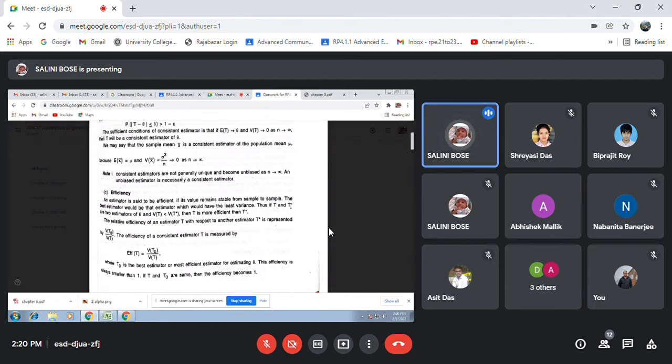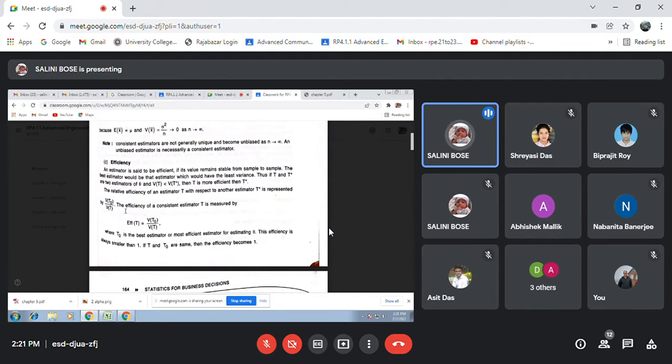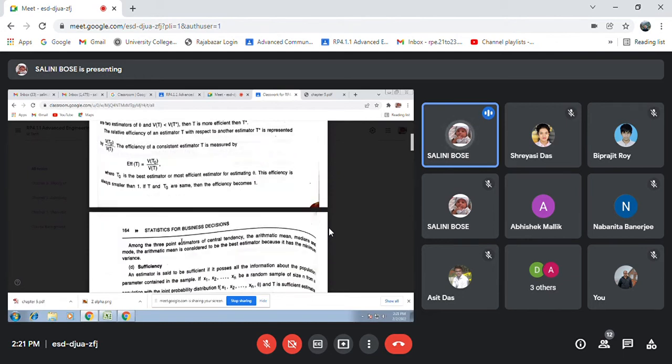So for relative efficiency, for T and T star, two estimators of theta, the variance of T must be less than the variance of T star. Obviously, to be a good estimator, it must be smaller. You can calculate the efficiency of T by this formula: variance of T0 by variance of T. T0 is the best, most efficient estimator for estimating theta, and this efficiency is always smaller than 1. If T and T0 are the same, then the efficiency becomes 1.